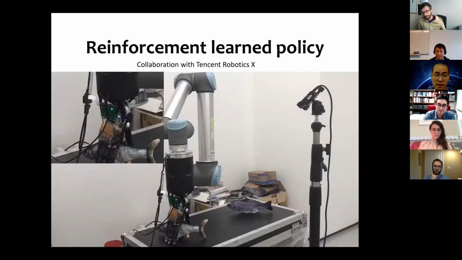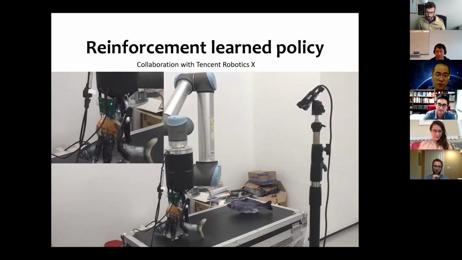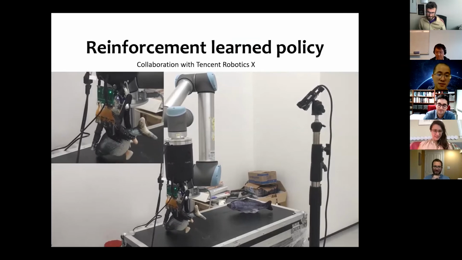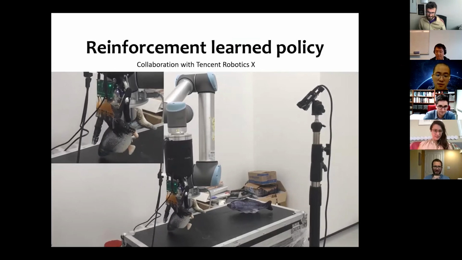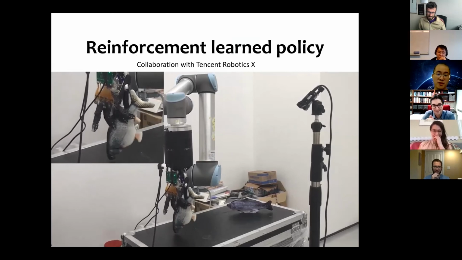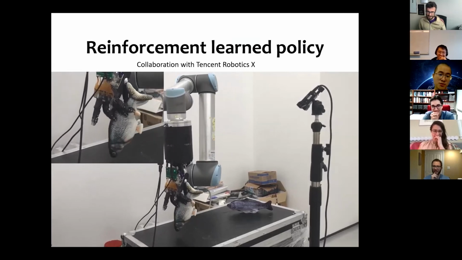So this is what we get. After the learning, we can accomplish this task, even though not perfectly. This is not a real fish; it's a robot fish. But as you can see, it is moving, but my gripper can still grab it well enough. So this is what we did, and that's it.